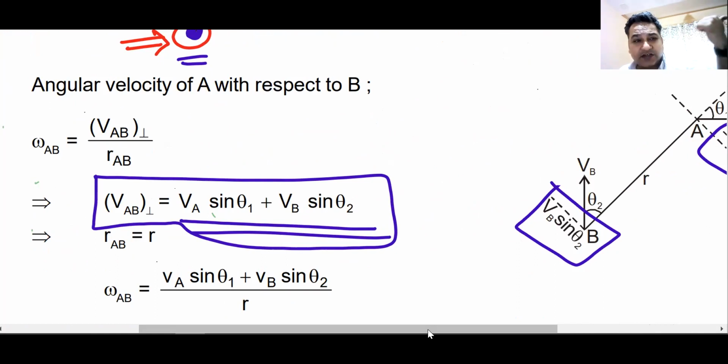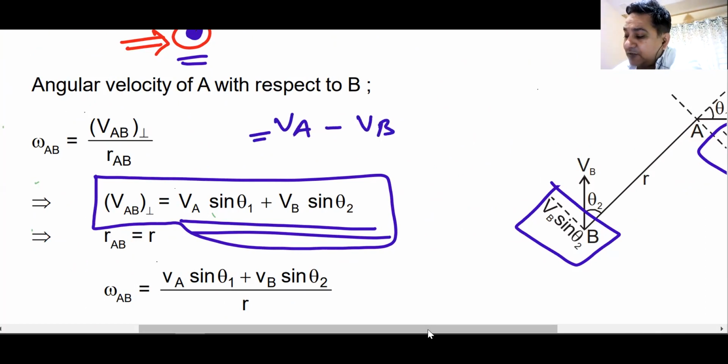One is here, one is here. So one is positive, the other is negative. It is negative of something. So it's VA minus VB. Now VA is positive and VB is negative, so two negatives make a positive. So it becomes VA plus VB.